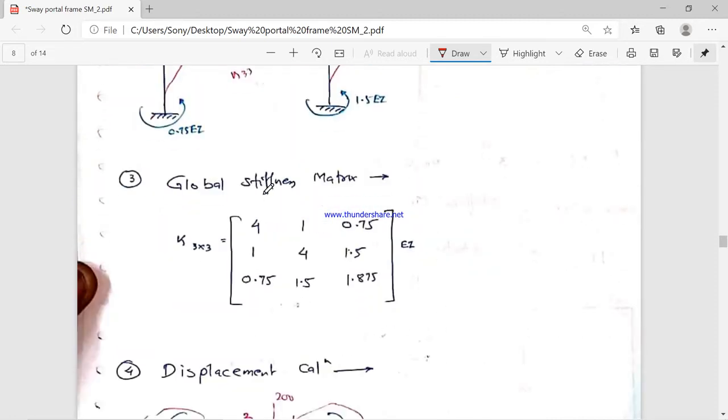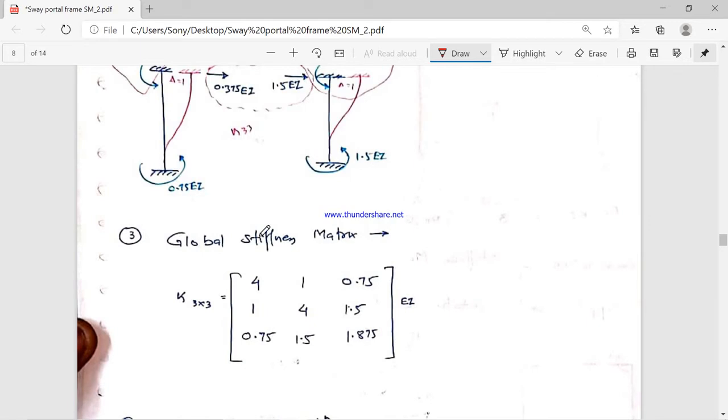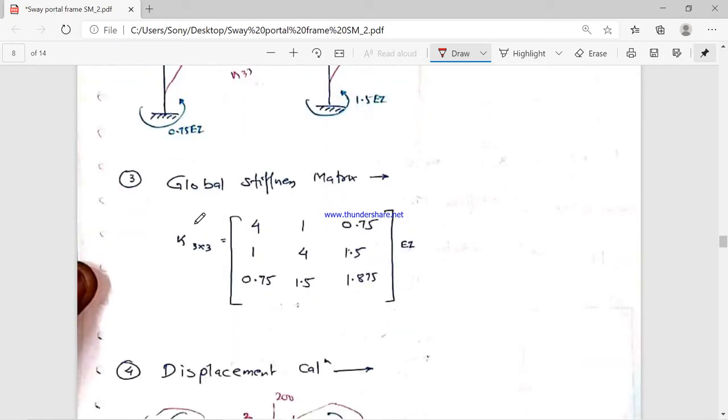Okay, then the global stiffness matrix. So a 3 by 3 matrix will be formed. We have to capture K11, K12, K13, K21, K22, K23, K31, K32 and K33. Okay, so this is the global stiffness matrix at a particular junction.